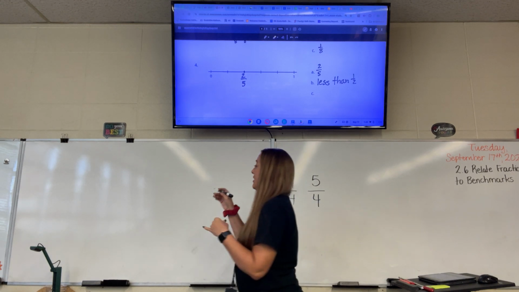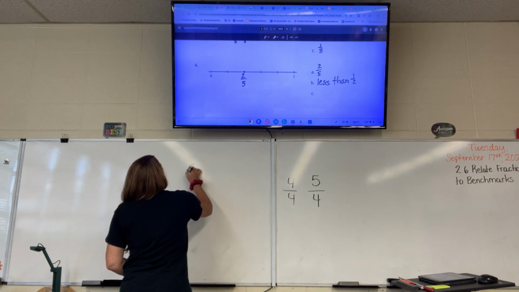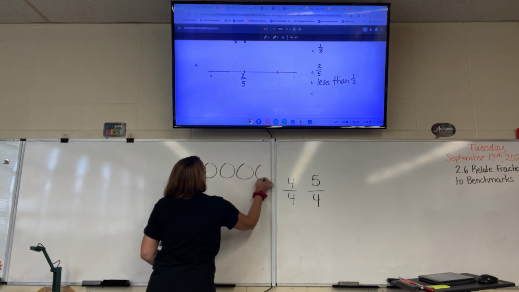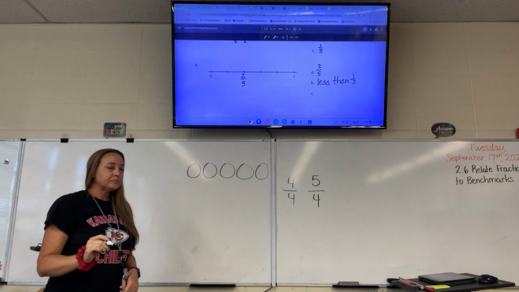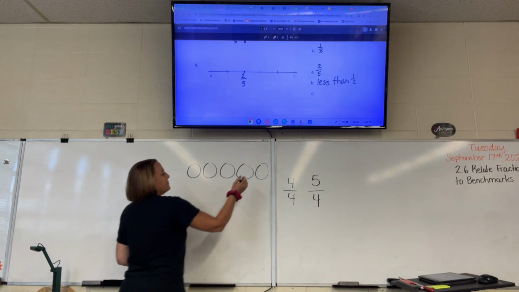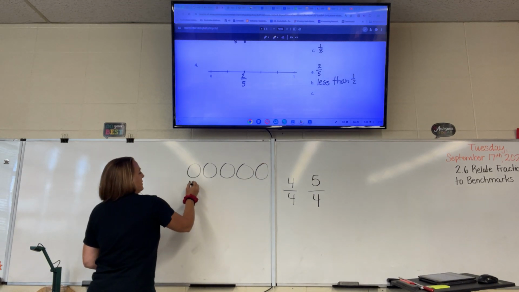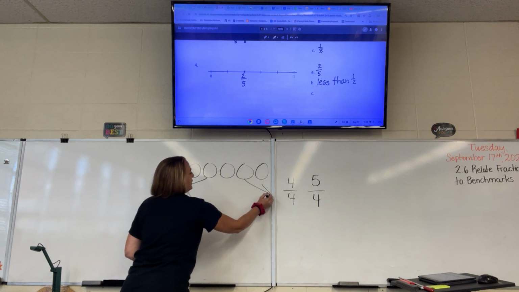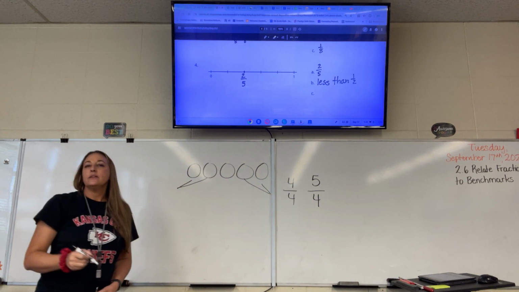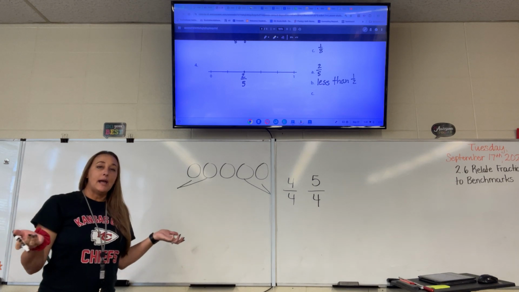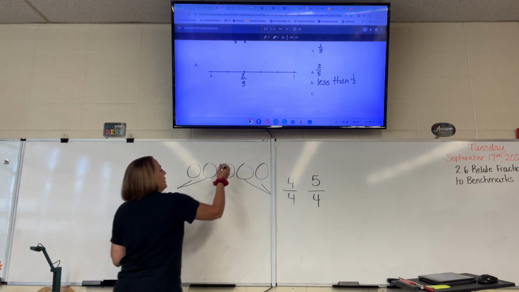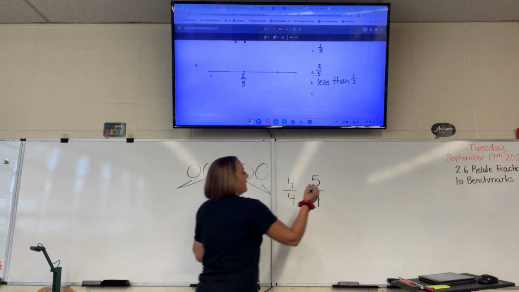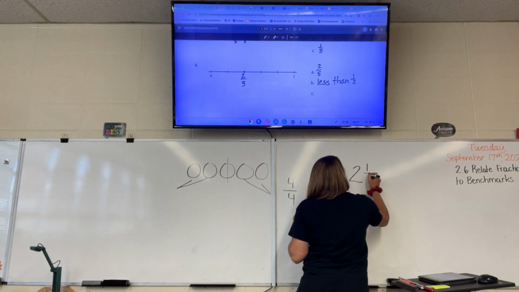It's equal. 1, 2, 3, 4, 5 cookies, right? And you want to split them evenly with a friend. 1 for you, 1 for your friend, 2 for you, 2 for your friend. Now you've got 1 cookie left, so of course you have to split it in half. So that means half of 5 is 2 1/2.